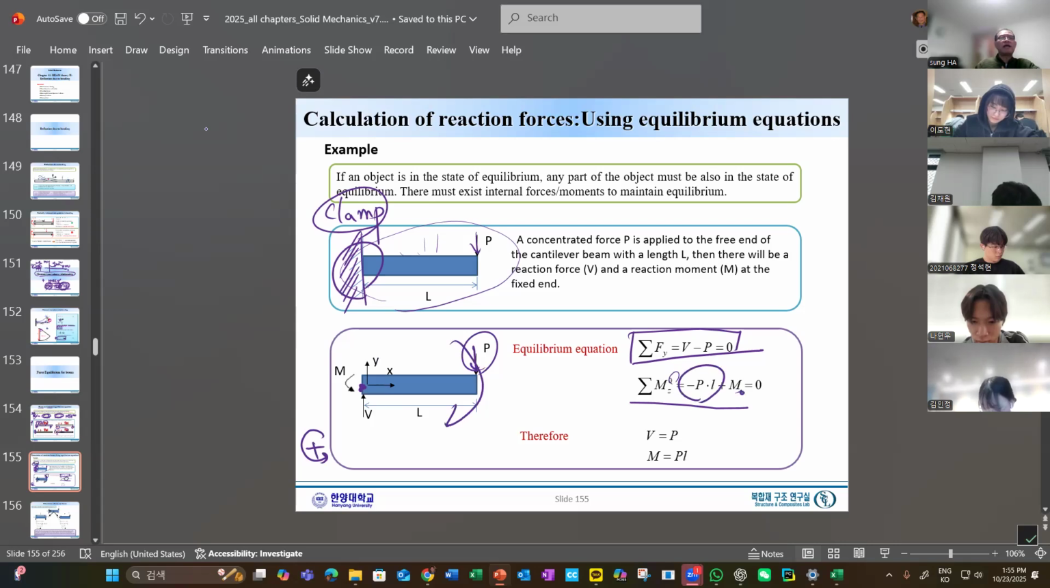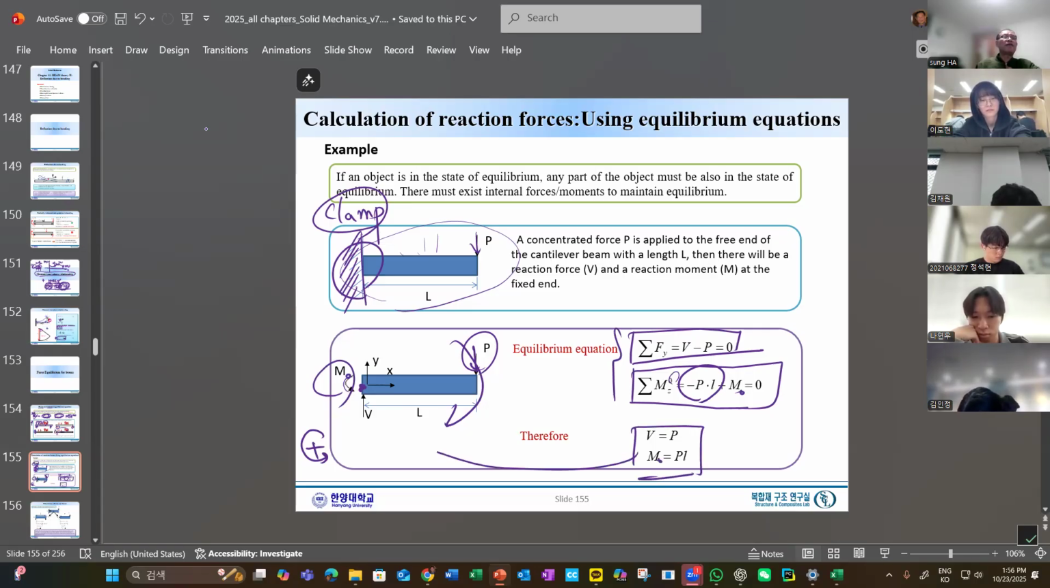And there is an M0. Let's call M0 an indication of a reaction. So let's say we have a positive M0, which is unknown. So at this point, we have this one, and P times L will cause a moment as a minus. This is the moment equilibrium. So simply, we can obtain the V and moment 0 like that.